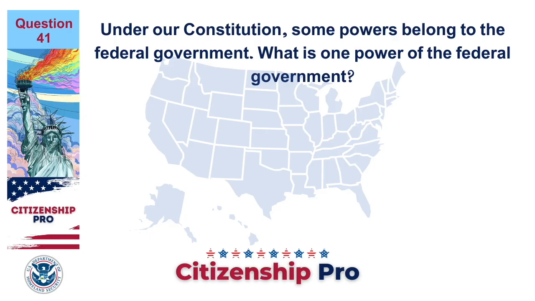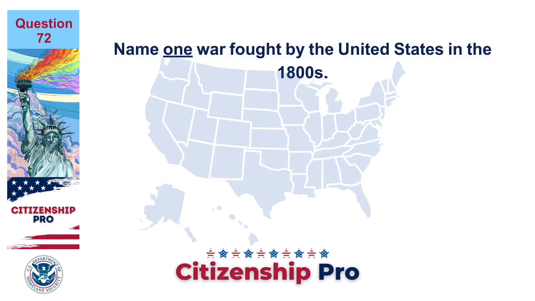Under our Constitution, some powers belong to the federal government. What is one power of the federal government? To print money. Name one war fought by the United States in the 1800s. Civil War.